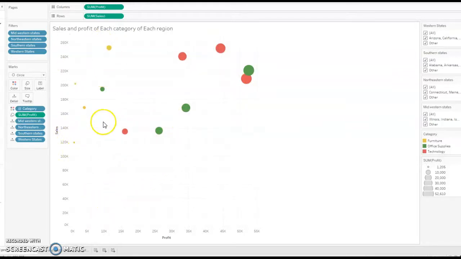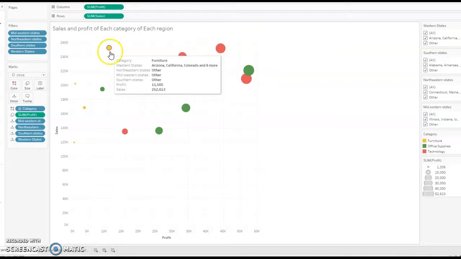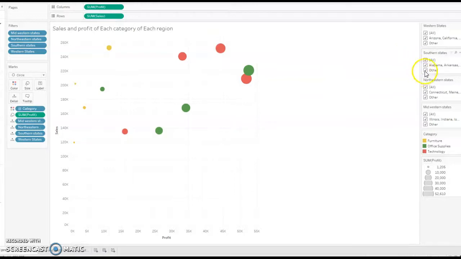But surprisingly, the furniture category, even though sales is higher in western regions, there is not much profit. And so we need to do further analysis by region.